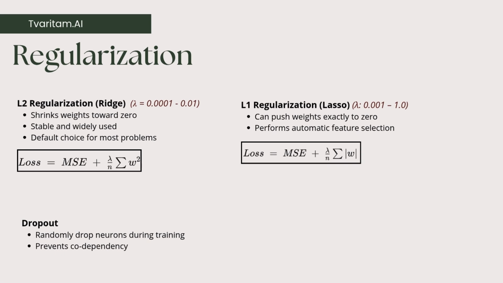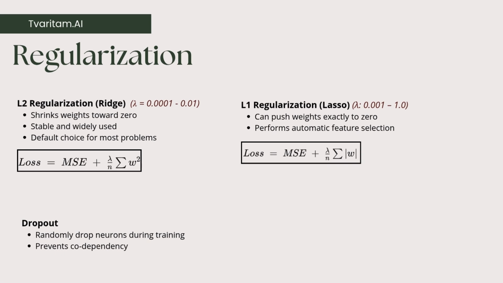Second is L1 regularization, also called lasso. It adds a penalty proportional to the absolute value of weights. This can actually drive some weights to zero, effectively performing feature selection in some scenarios. Now L2 and L1 behave similarly as they behave for a linear regression or a logistic regression model. Additionally, we have dropout regularization for neural networks.